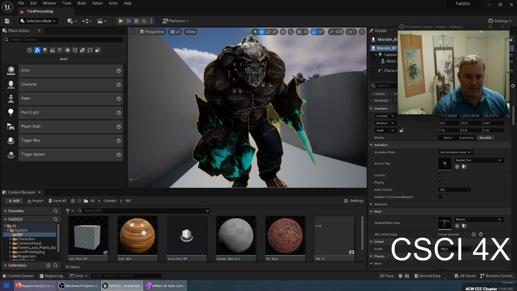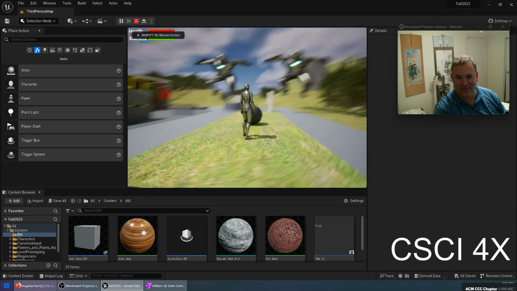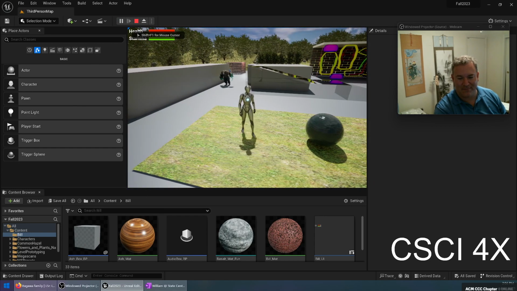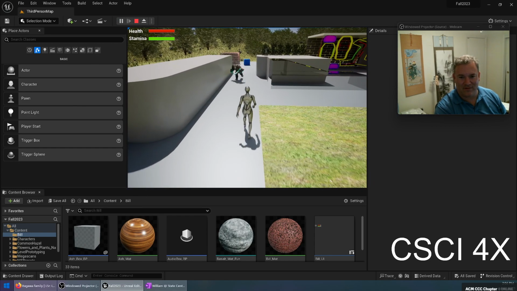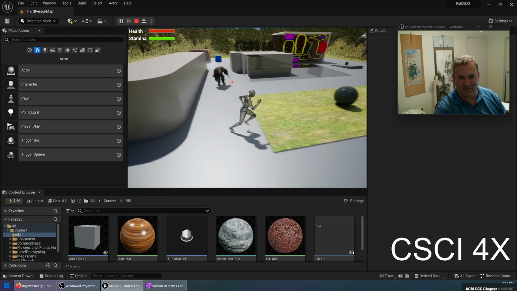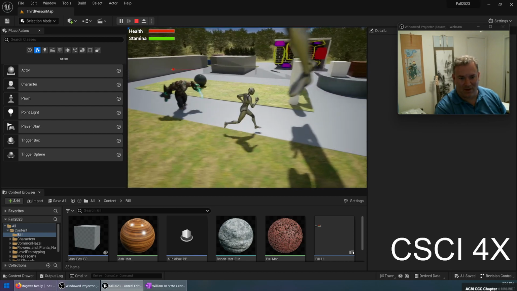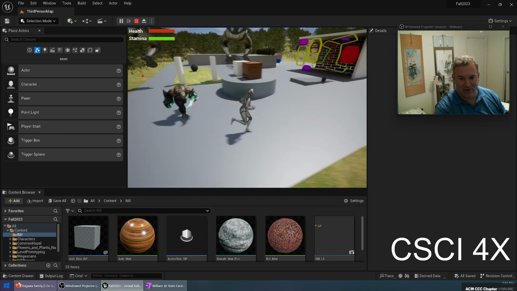So what we did last time was make a monster that had a T-pose animation. We have not done much more than replace that T-pose animation with a limping walk. And if the monster can see us, after 4 seconds it'll start looking for us. It'll do a limping walk and kind of follow us around using a nav mesh.